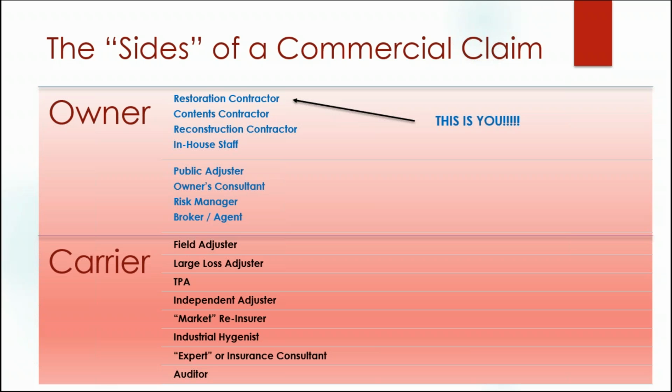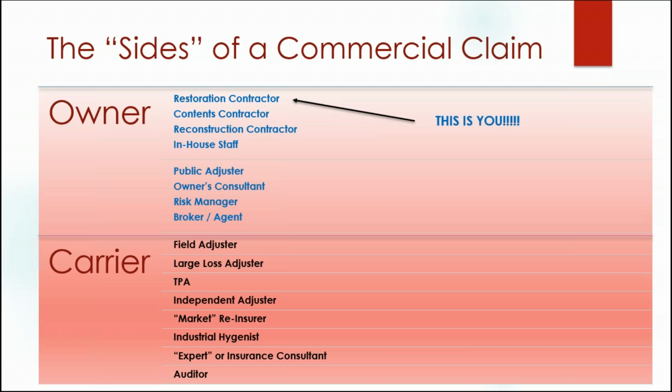We can acknowledge, and we may have seen a bunch of these guys on our own projects on the residential side, in the owner category. Obviously, once in a while, we'll run into contents contractors, recon contractors, even some residents who want to do some of their own work. Well, on a commercial side, you'll get in-house staff. For instance, many times if there's a loss in a hotel, the hotel management will use their staff to help empty out the rooms to make it easier for you guys to get to your work.